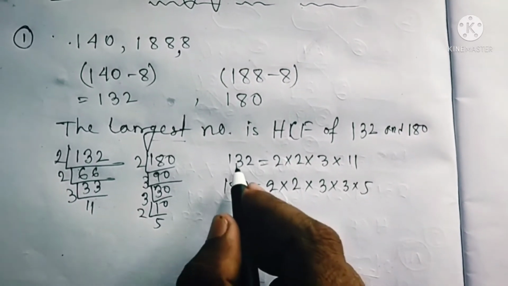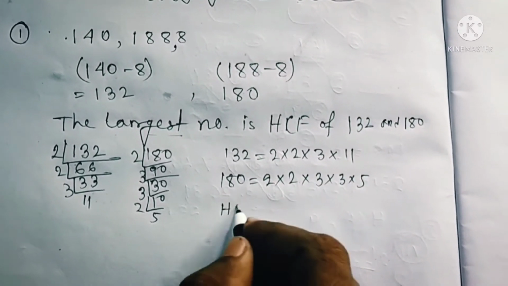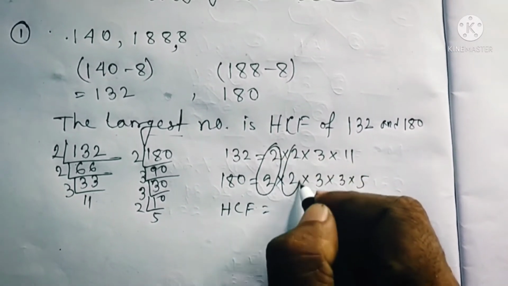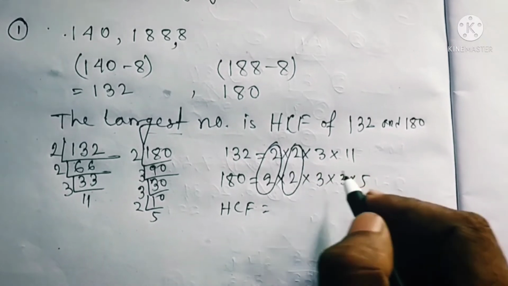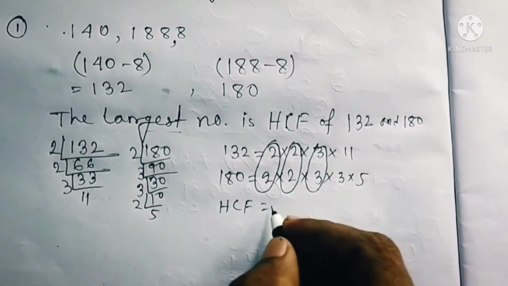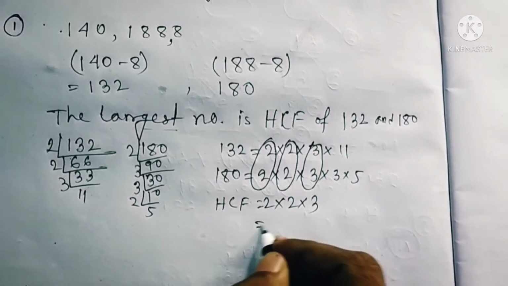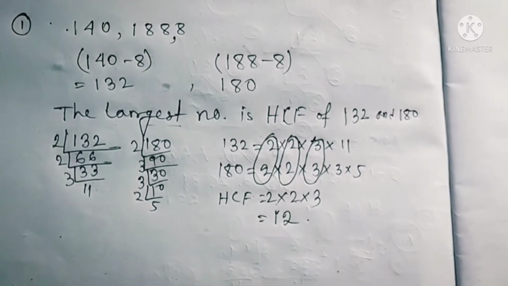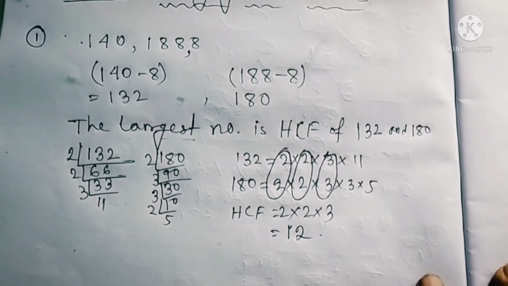So the HCF between 132 and 180 is: 2 common, next 2 common, and 3 common. So 2 into 2 into 3. 2 2s are 4, 4 3s are 12. So the HCF is 12.